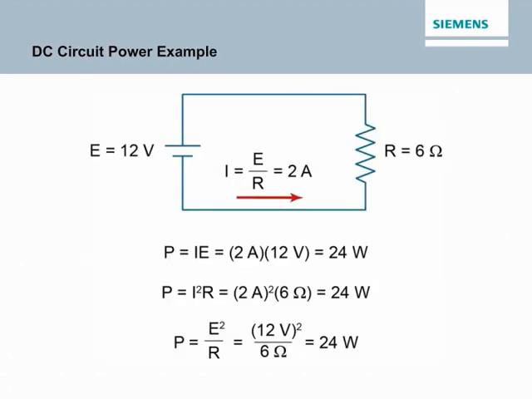The accompanying illustration shows how power can be calculated using any of the three power formulas. In this example, with E equal to 12 volts, I equal to 2 amps, and R equal to 6 ohms, regardless of which of the three power formulas you use, the result is P equals 24 watts.